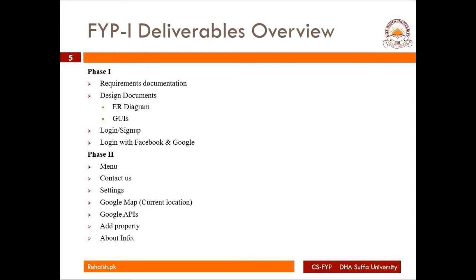Our next phase, phase two, we covered a bit further. We covered the menu, where different modules were covered, like the add property or properties near you and all the different modules. We also covered contact us, settings, and the Google Map, where we use the current location of the user and the map accessed it. Then we use different Google API keys, and the about info module was also covered.